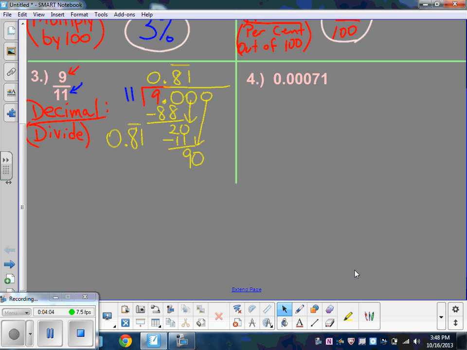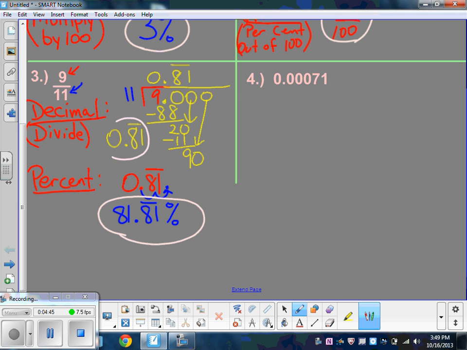If we were to go ahead and convert this to a percent, it's just like the other problems. We start with our decimal, we multiply by 100, meaning we move our decimal 2 spots to the right. But this provides an interesting situation for us. That 81 is repeating itself in a pattern. We are going to put another set of 81 after the decimal with our bar notation to indicate that this does repeat itself. That is our percent representation of 9/11ths.